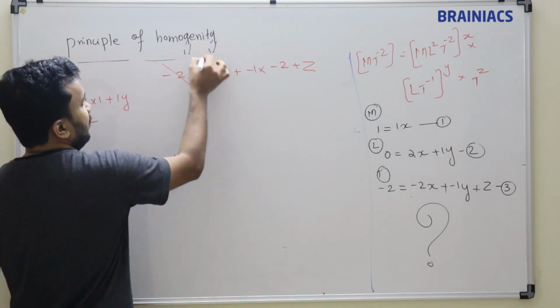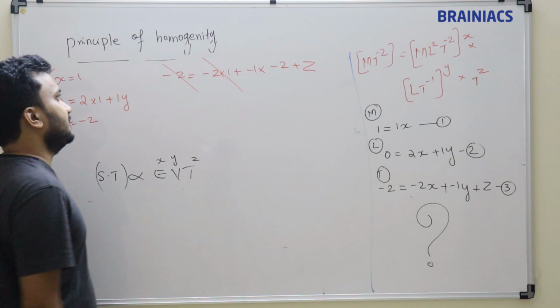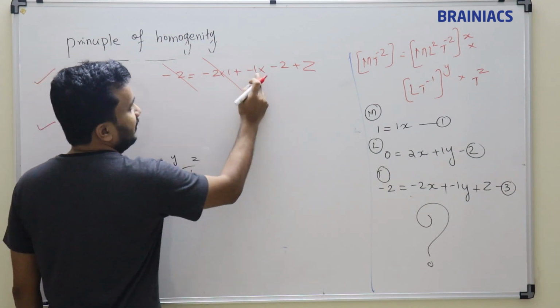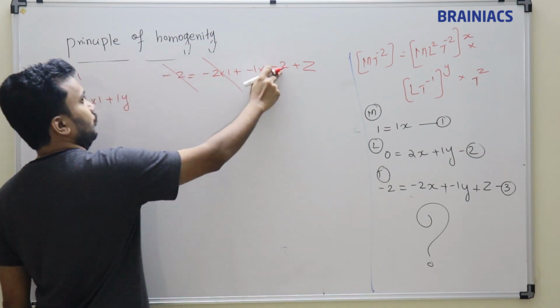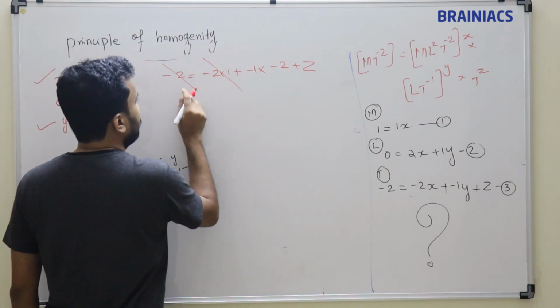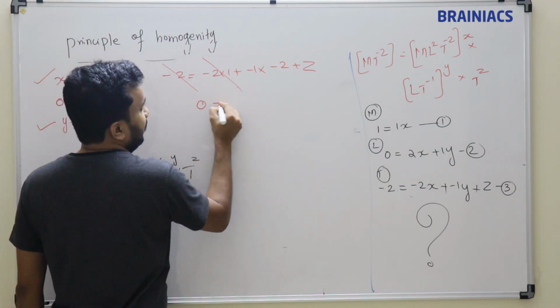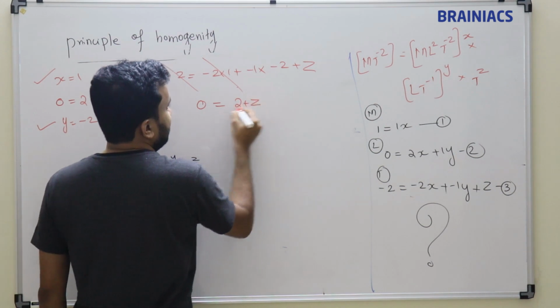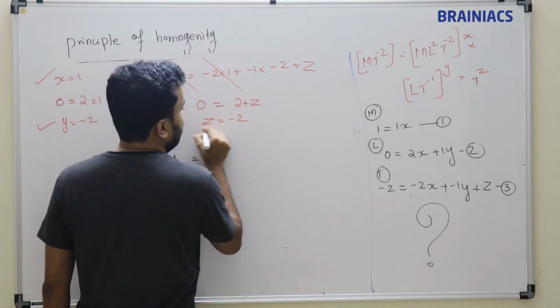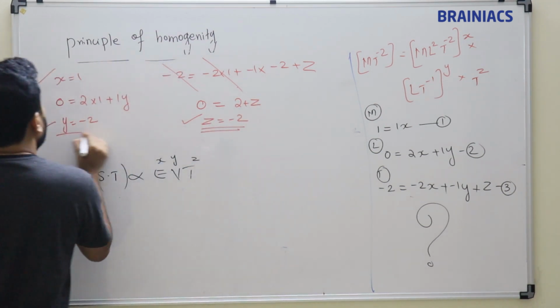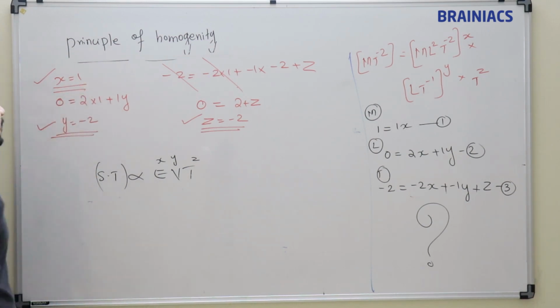Okay, on the left-hand side and right-hand side the minus 2 cancels, so this minus 2 is gone. Here minus 1 into minus 2 becomes 2. So 0 equals 2 plus z, and z equals minus 2. So we got all 3 values, right? X we got, y we got, and z we got.